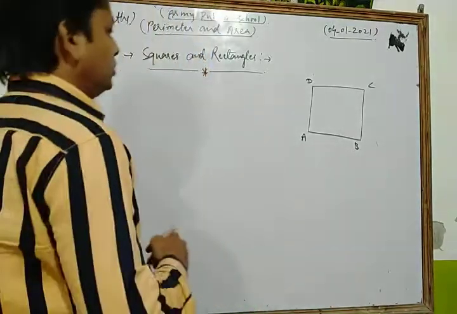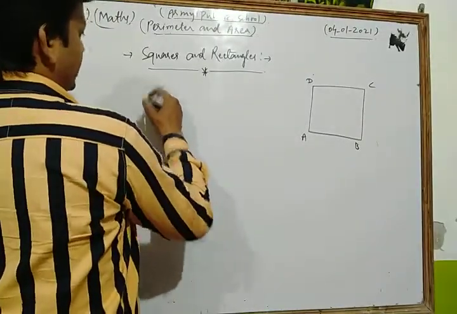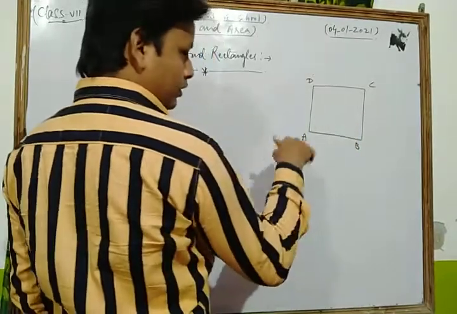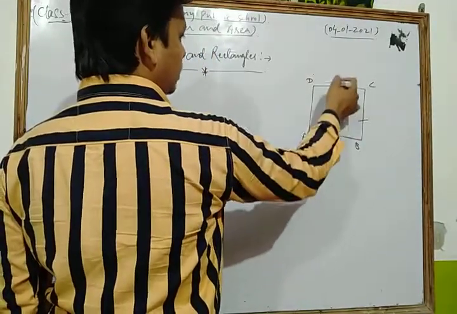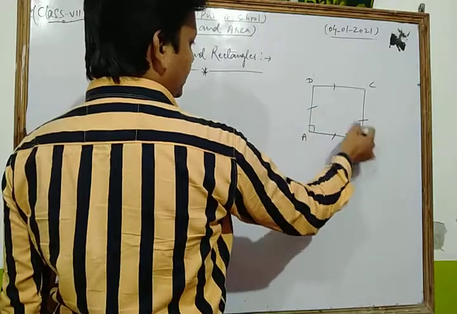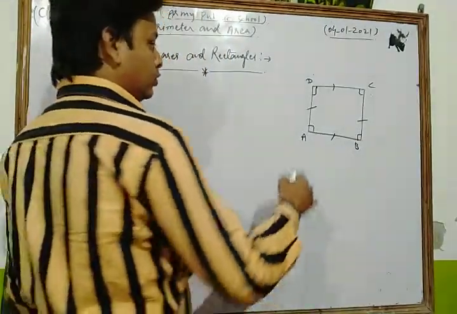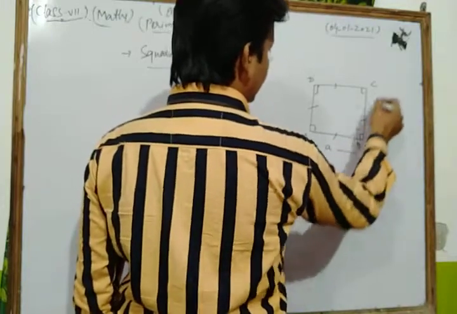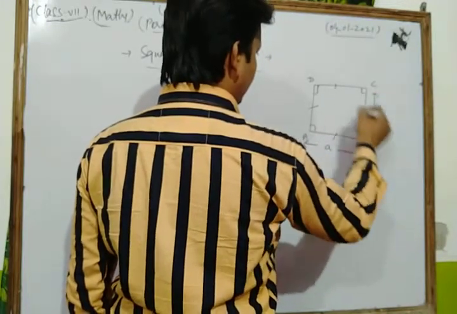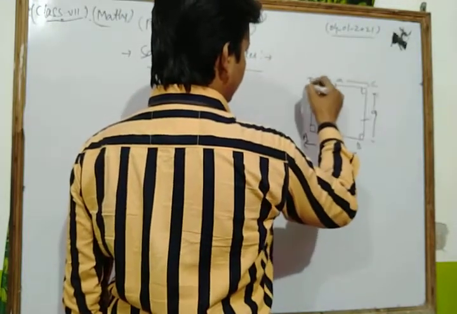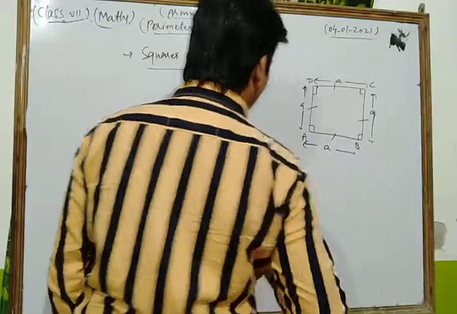Means AB is equal to CD. So if in any quadrilateral all sides are equal and each angle is equal to 90 degrees, it is said to be a square. So let us take A to be each side of the square. Let A be each side of the square.